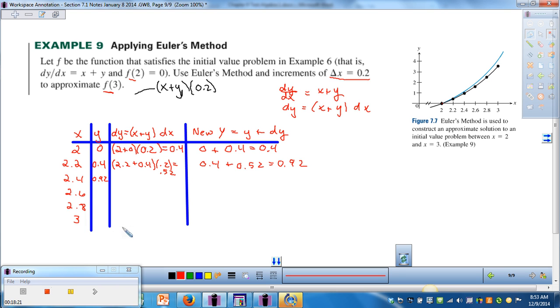So please keep going, fill in your table, and we want to get our y value that goes with 3. Everybody's doing this. It just takes a couple minutes, and then we'll move on to reviewing homework. Calculators out, let's go.